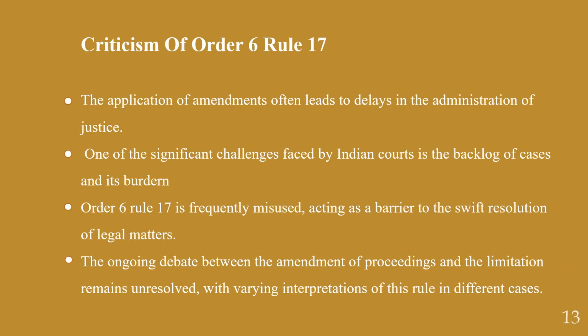The criticisms of Order 6 Rule 17 are that the application of amendment often leads to delay in the administration of justice. The delay causes a backlog of cases and burden to the court. Order 6 Rule 17 is frequently being misused, acting as a barrier to the swift resolution of legal matters. There is an ongoing debate between the amendment of the proceedings and the limitation that remains unresolved, with varying interpretations of this rule in different cases.